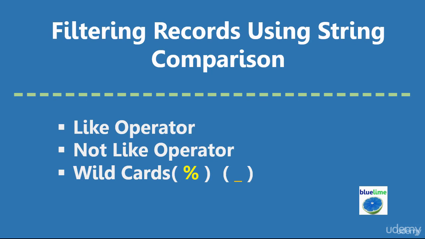String is also referred to as text. So in this lecture, we'll be learning how to use string comparison, and we'll be using things like the like operator and the not like operator. We're going to use the like operator in combination with wildcards. The wildcards we'll be using here are the % and the underscore. So we'll be using these comparisons with the where clause to filter records from a database table.